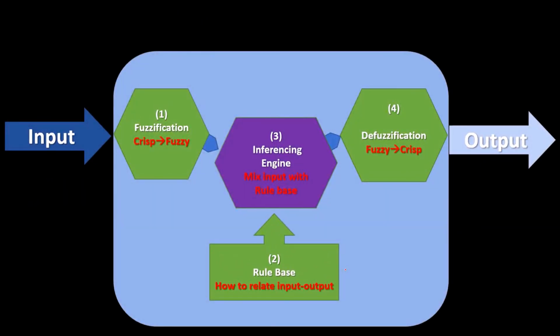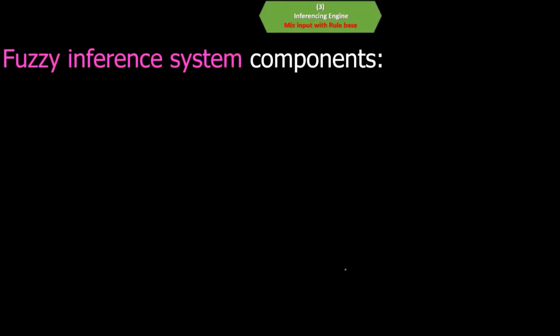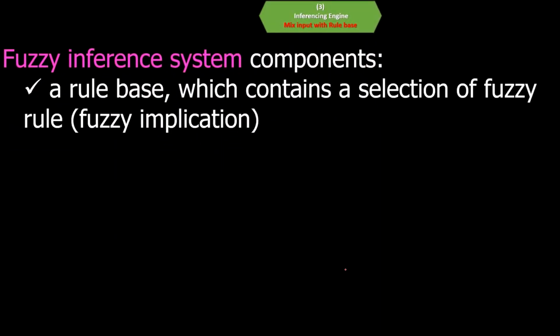So the next part is the inferencing engine. The inferencing engine, as I mentioned, will process your input from fuzzification and the rule base in order to decide which rule will be fired up. And the second thing is how we concatenate all the given outputs.